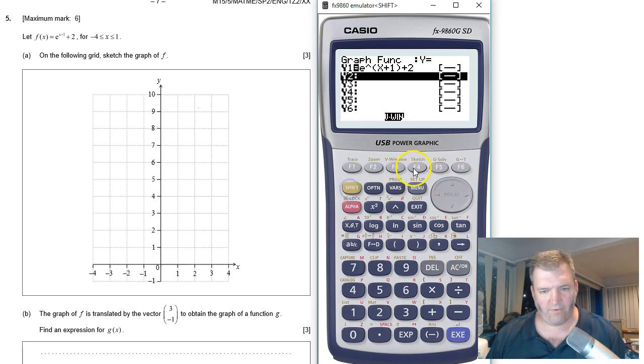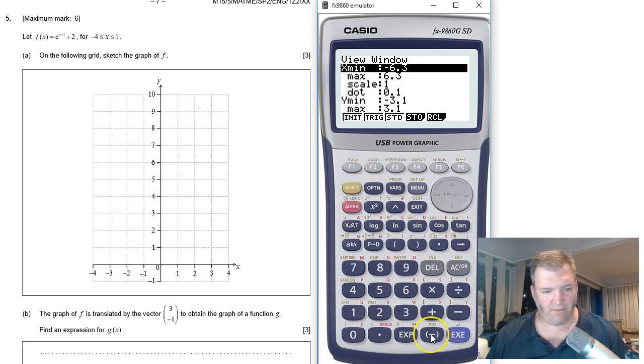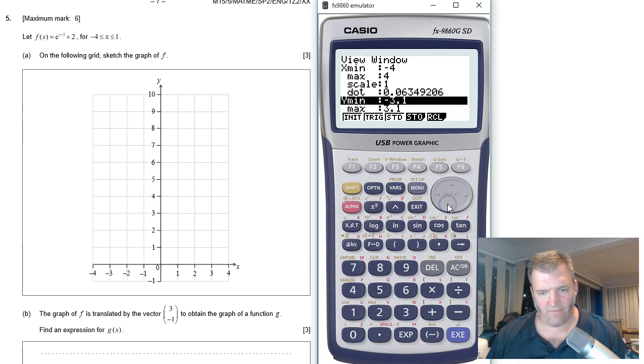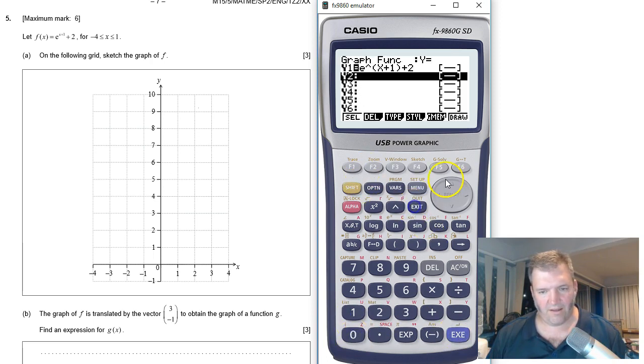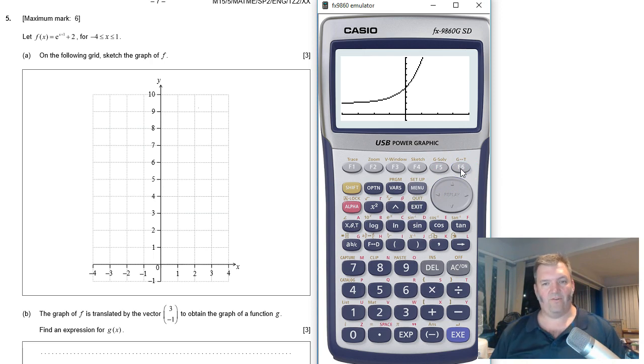Let's have a look at that, but before we do, let's set up our window so it looks the same as those. So the x values are going from -4 to 4 with a scale of 1. The y minimum in this case is -1, and we're going up to the massive, huge value of 10. We've now got the same graph. We get a good idea of what it looks like.